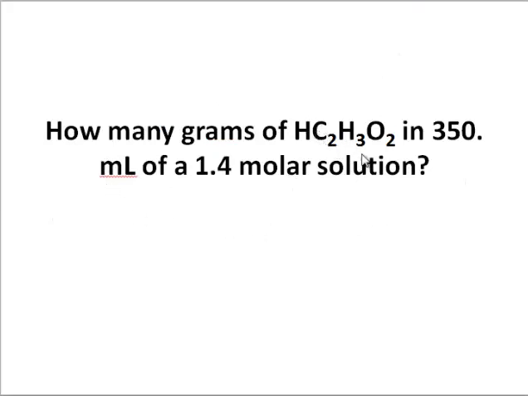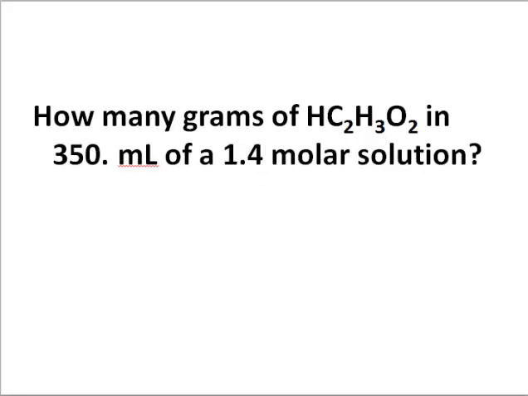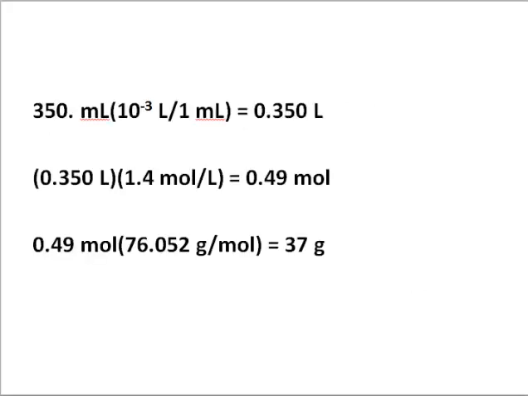Attempt this one. How many grams of HC2H3O2 are in 350 milliliters of a 1.4 molar solution? You should try this before moving on. Here's the solution. Convert 350 milliliters to liters. Here I show the calculation in two steps. I have a step where I multiply liters by molarity to find 0.49 mole. And then I take 0.49 mole and multiply it by a conversion factor, the molar mass of HC2H3O2 in the numerator, mole in the denominator. The solution is 37 grams.